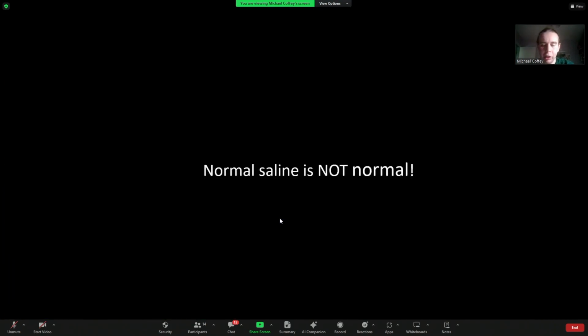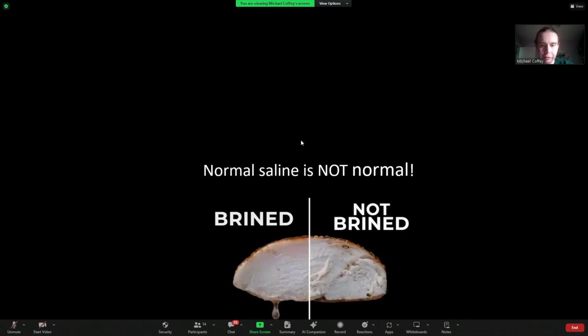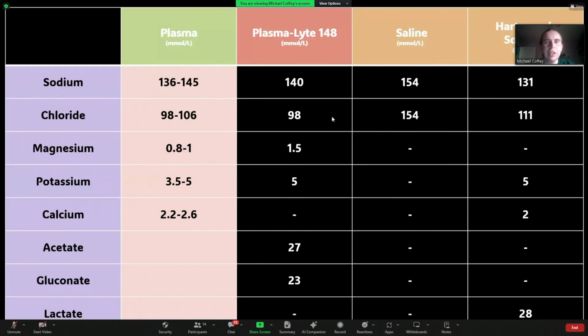So even though we call it normal saline, I think we should really emphasize that it is very much not normal. It's very much not physiological in how it acts. There is 1.5 times more chloride and 10% more sodium in our normal saline than what is in plasma. Essentially, that's the issue.